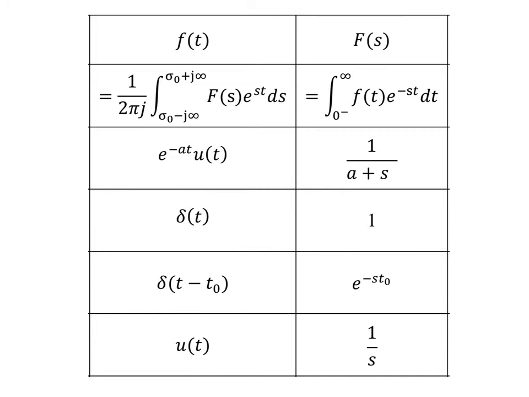The second entry from the top, e to the minus a t u of t, is 1 over a plus s, and that has a region of convergence, sigma greater than minus a.